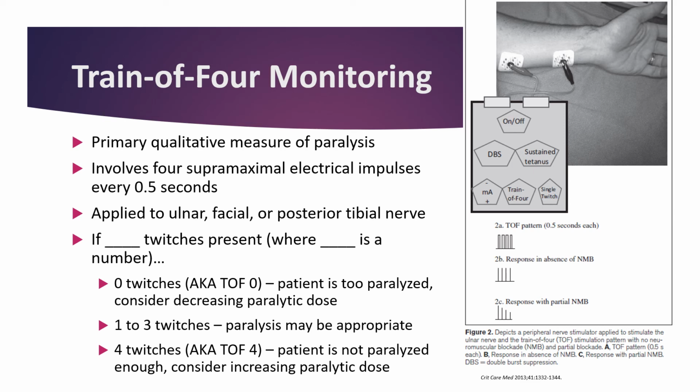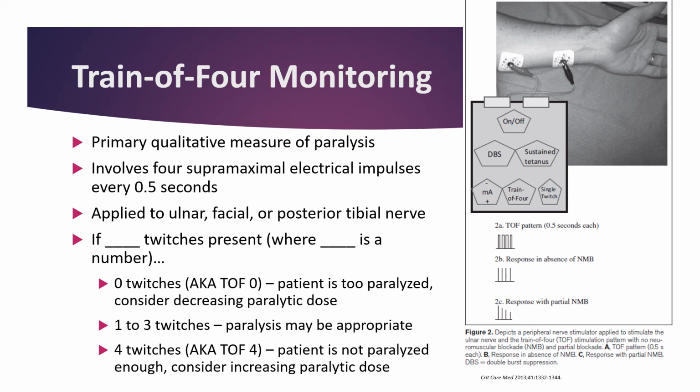If you see 1 to 3 twitches, the paralysis may actually be appropriate. It depends on what goal your actual provider has in regards to train of 4. They might want 2 to 3 twitches. They might want 1 to 2. But they'll usually provide the goal to you about how paralyzed they actually want the patient. But basically, if you don't see any twitches at all, that's too much paralysis.